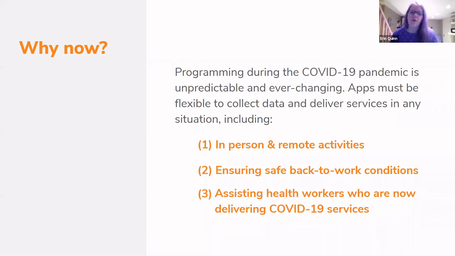And so because of that, we know that our apps have to be flexible and they need to collect data and deliver services in any sort of situation. And so this includes things like in-person versus remote. So it's very fair to think that your country may close, reopen, and you need to keep your service delivery consistent throughout. Similarly, we've gotten a lot of questions from folks about using ComCare to make sure that it's safe for their workers to either go back into the office or to go out into the field doing things like going to clinics or doing home visits.